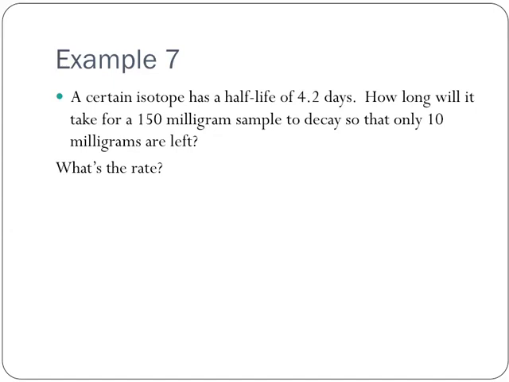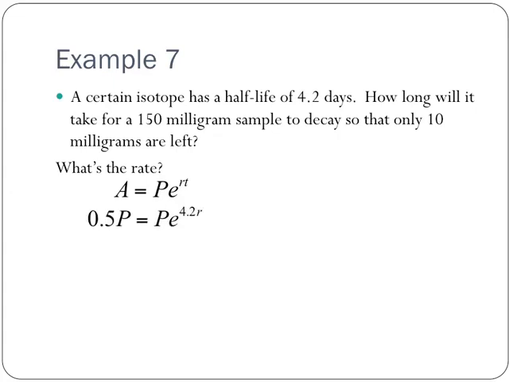So first, what's the rate? Well, we know that this isotope has a half-life of 4.2 days. What does that mean? That means however much you start with, you'll end up with half of that after 4.2 days. So if we start with P, we'll end up with 1/2 of P after, and then you can replace t with 4.2.